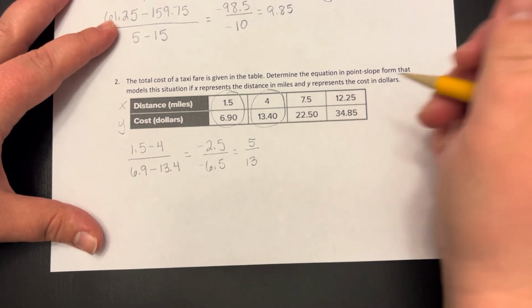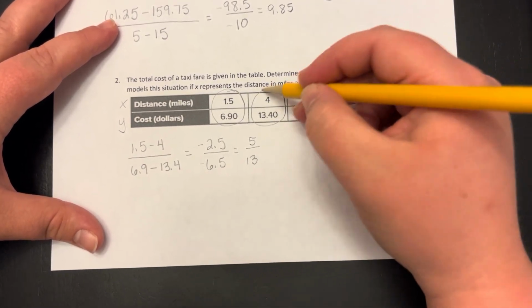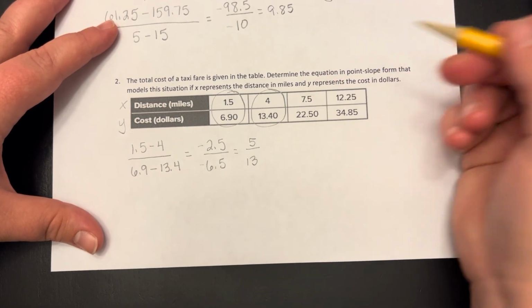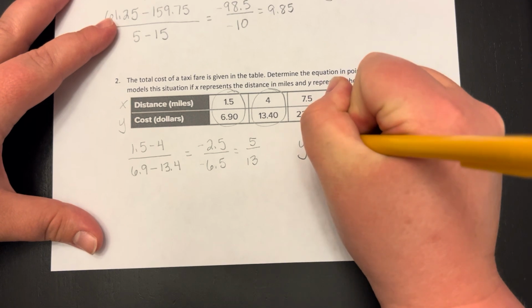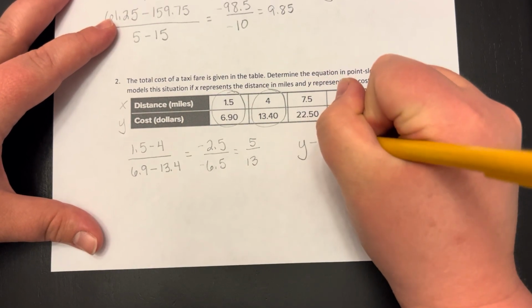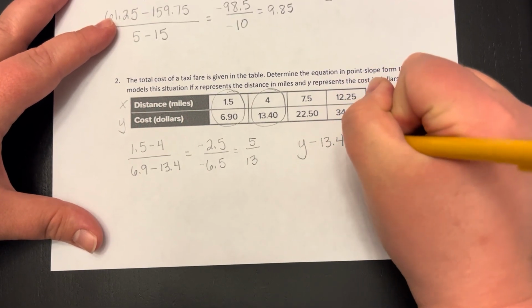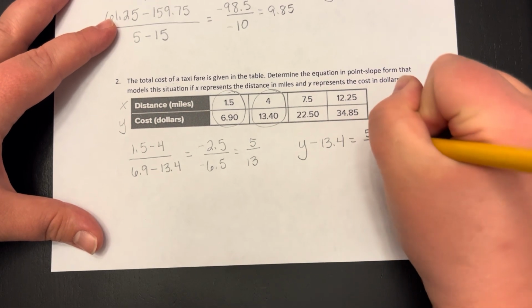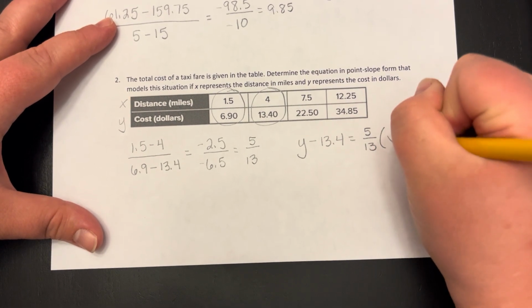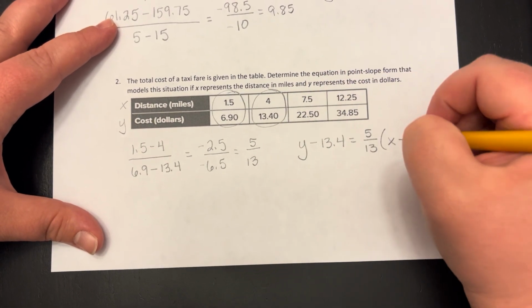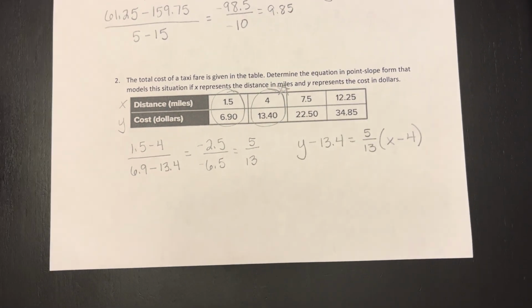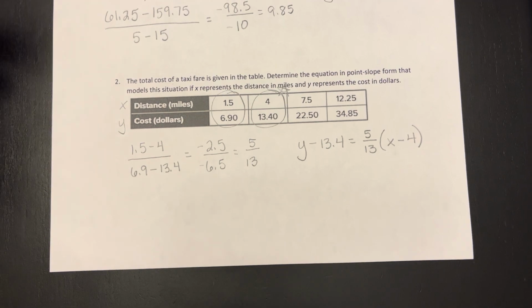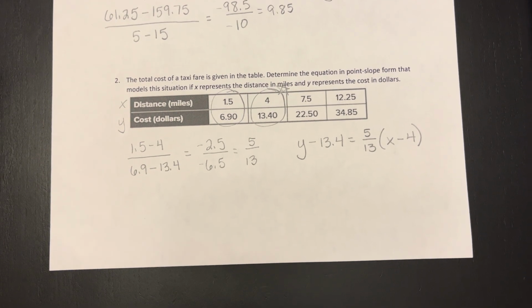All right, so now let's pick a point. Let's go ahead and use this second one here because at least one of the numbers is not a decimal. So now we have y minus y1, which is that 13.4, equals my m, which is 5 over 13, times x minus x1, which is 4, so minus 4. So again, this is the point that I used right here. And that's it. That's the equation that would represent the cost of riding in a taxi.